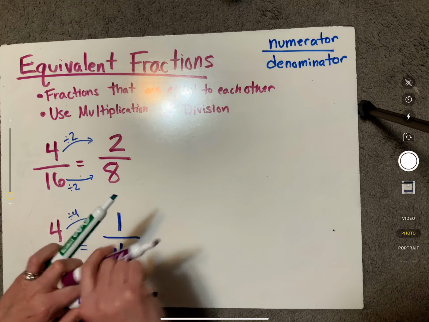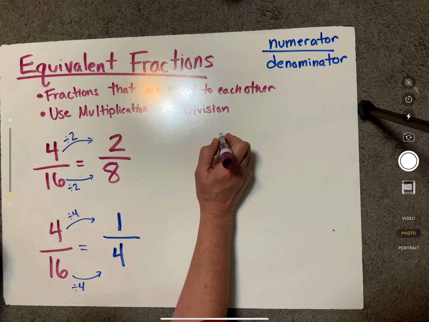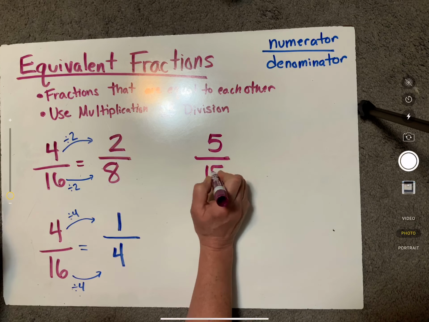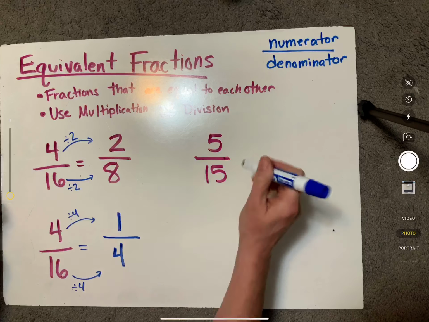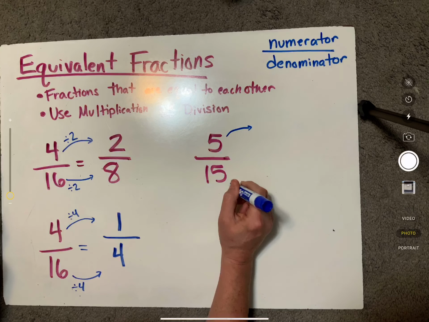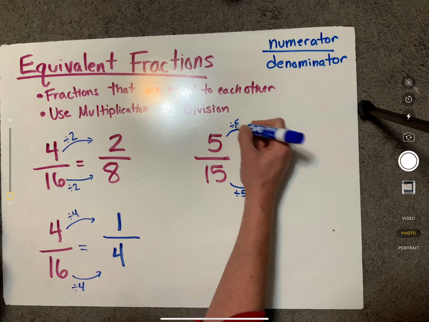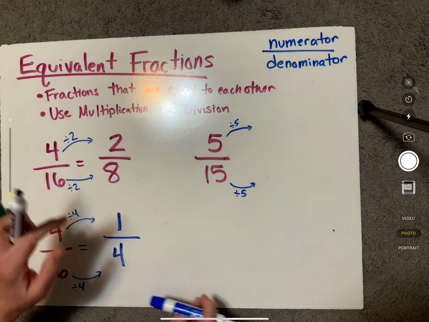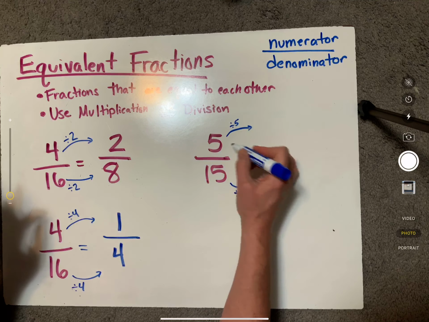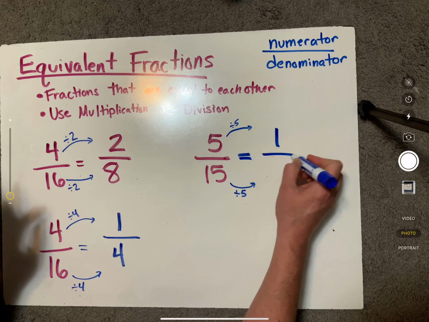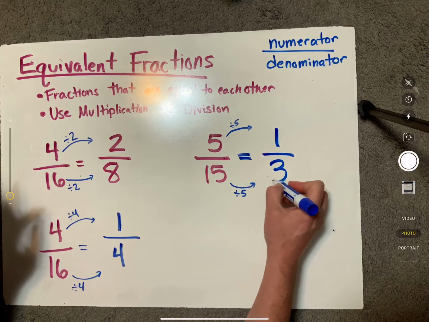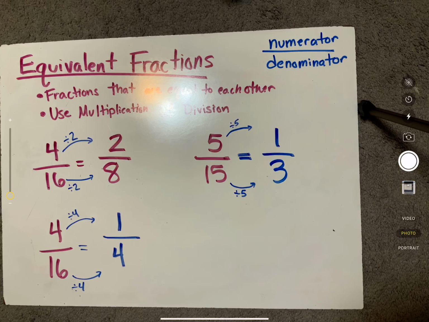Let's try another one. What if I had 5/15? I would have to think, okay, what could I divide both of these by? If we think about our divisibility rules, they both end in 5, so I know that both of them would be divisible by 5. 5 divided by 5 is 1, and 15 divided by 5 is 3. So 1/3 would be the equivalent fraction for that one.